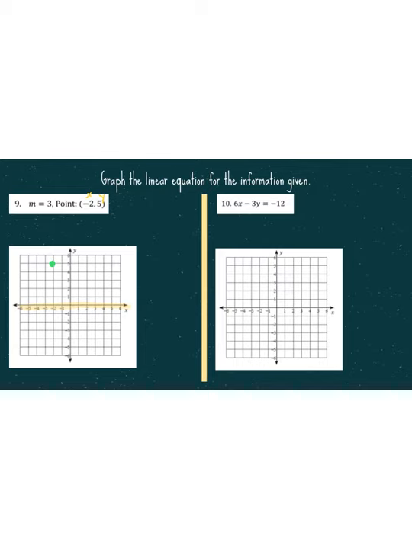Okay, my slope says 3. Remember, if there's no other number there, I'm going to put a 1 there. So my 3 over 1, I can't go up 3 and to the right 1. The same as going up 3 and to the right 1 is going down 3 and to the left 1. So I'm going to go down 3, 1, 2, 3, and to the left 1.